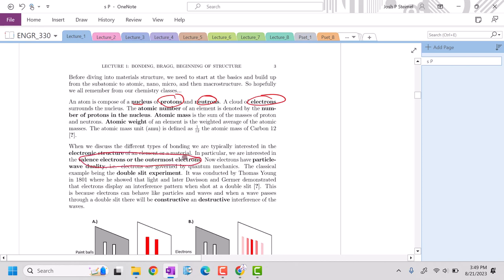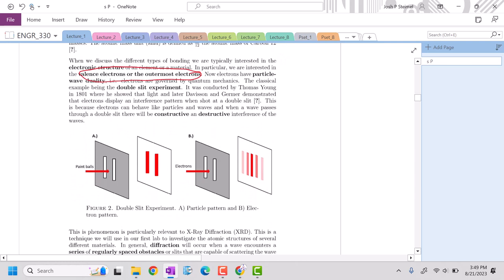Now, this is where we have to take a significant departure, but an important departure nonetheless. Electrons possess a very unique quality in that they have particle-wave duality. So electrons are neither particles nor waves. They exhibit both of those properties simultaneously.